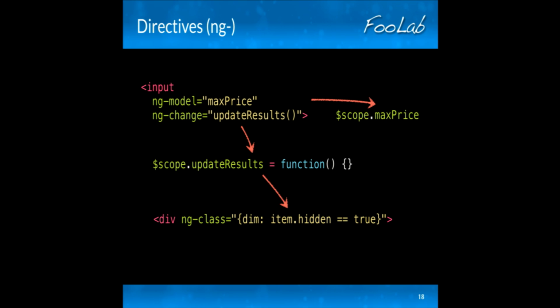So there you go, max price changes, updates to max price. It stops there, but as I change, I also update the results, and the update results is a function that sets the item hidden, and then it goes back to the front end and applies the class if needed. Let me show you another example.